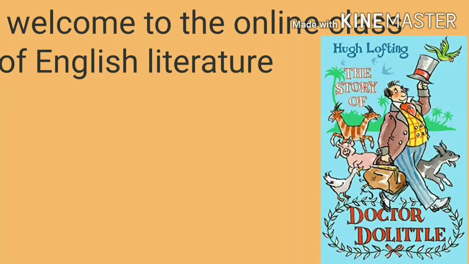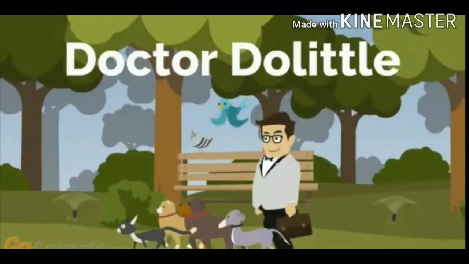The fourth chapter is The Story of Dr. Dolittle by Hugh Lofting. Dear students, this story is about Dr. Dolittle, who lived with his sister Sarah Dolittle. Dr. Dolittle is a man who could speak the languages of animals. Now open your book to page number 71.